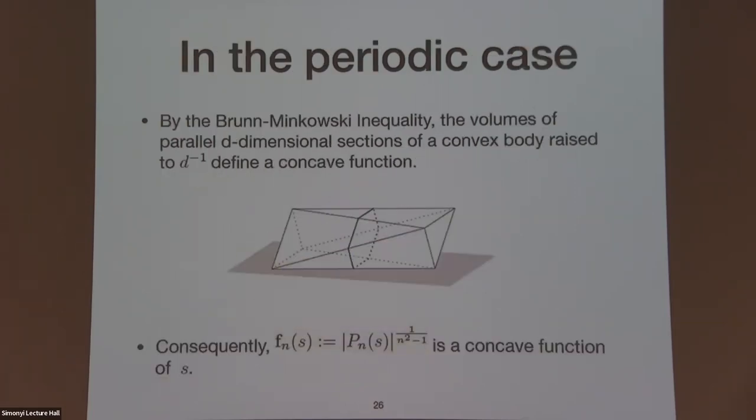And for every n, this Pn of s to the 1 by n squared minus 1 is a concave function of s through the Brunn-Minkowski inequality. Suppose you have Pn of s and Pn of s prime, and you look at Pn of (s plus s prime) by 2. Then Pn of (s plus s prime) by 2 contains the Minkowski average of Pn of s and Pn of s prime. One can check that all the inequalities are satisfied. So we get that Fn of s is a concave function, and hence we get that f of s, which is the pointwise limit, is also a concave function.